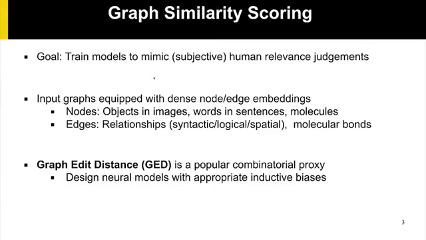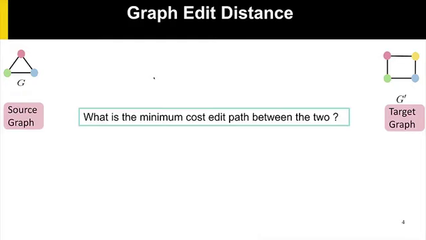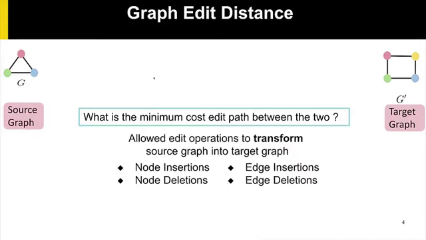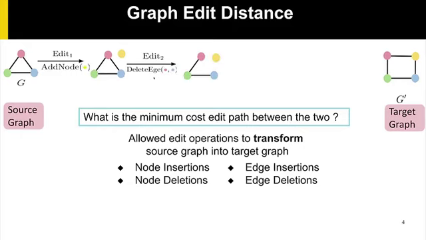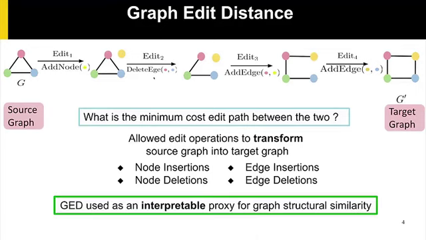Given the combinatorial solvers are not compatible with dense node and edge features, recent focus has been on designing end-to-end trainable neural gadgets with appropriate inductive biases. Given a source graph G and a target graph G prime, GED computes the minimum cost edit path, where we are allowed a distinct set of edit operations on the source graph. In the given example, our first edit is to add a node to the source graph, followed by edge deletion from the source graph, and then two edge additions, which finally transform the source into the target graph.